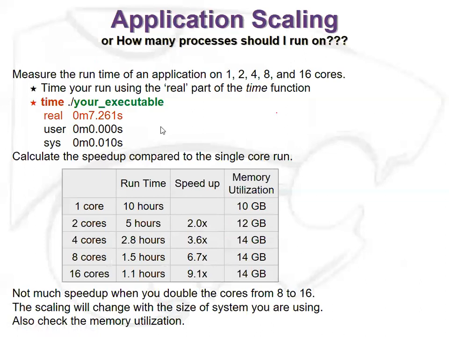And in this example, I'm getting a 6.7x speed up on 8 cores. That's still pretty good, but here I slow down a lot. I go up to 16 cores, and I'm not gaining much. So in this case, my advice would be, don't run on 16 cores. Run your jobs on 8 cores.